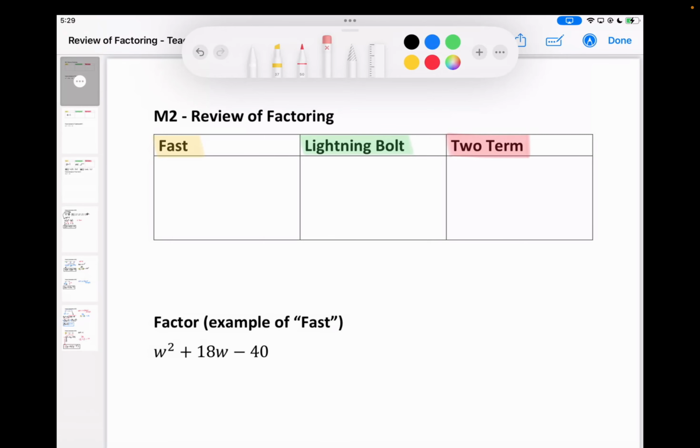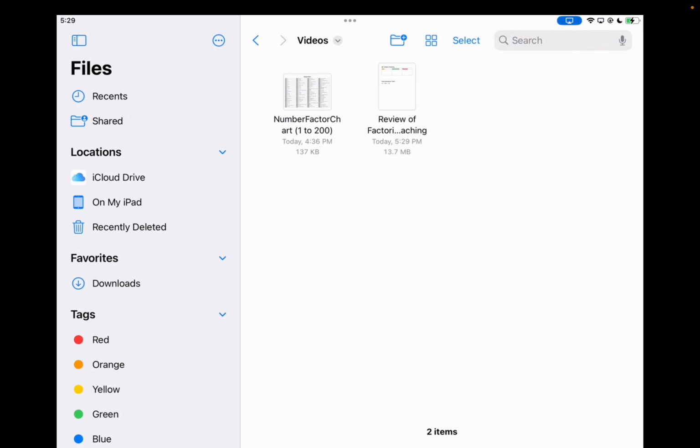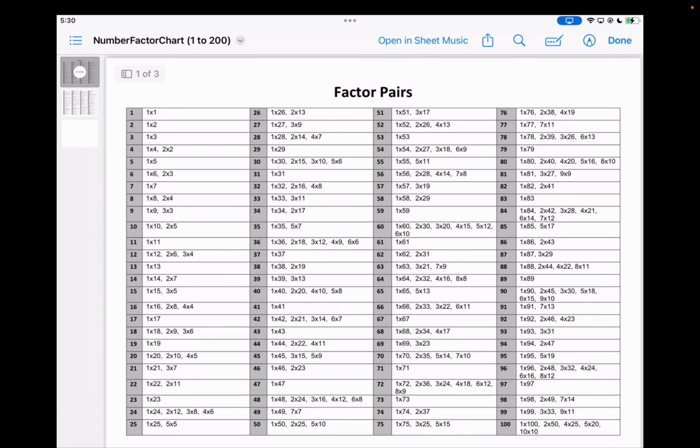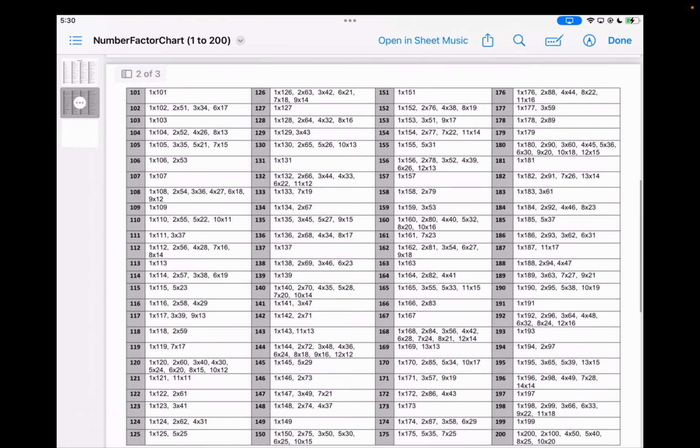Today we're going to go ahead and review how to factor like we did before Christmas break. In order to make factoring easier, I would suggest having your factor pairs chart out. If you don't have one or you never had one, I made extra copies, so just make sure you get one. And there are two sides to this.